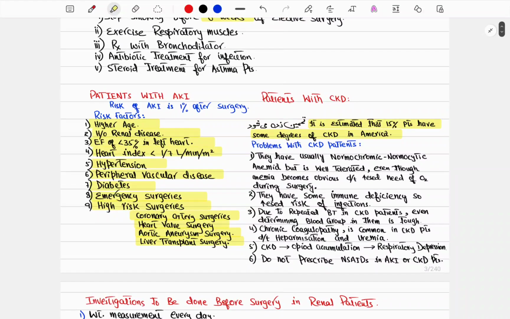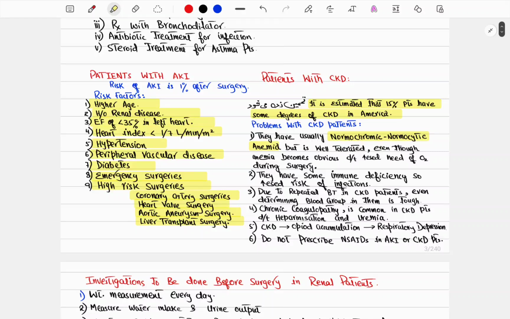The problem with CKD patients is that they usually have anemia, which is normochromic normocytic anemia, but it's well tolerated. This anemia in CKD patients is well tolerated, but during surgery it shows that some intervention is needed, because they start to show less tolerance during the surgery. They also have some immune deficiency, and that's why they are at increased risk of infections.